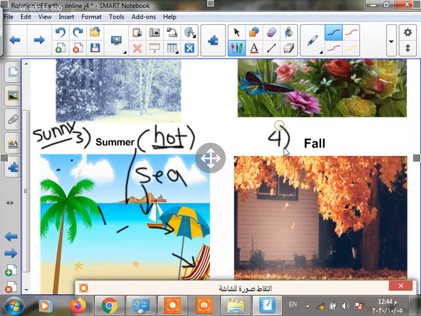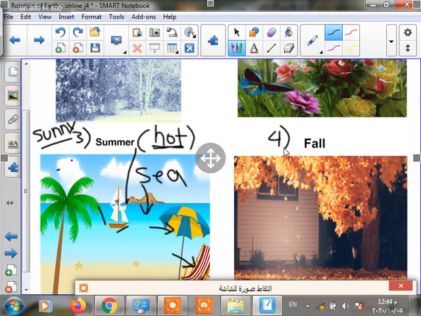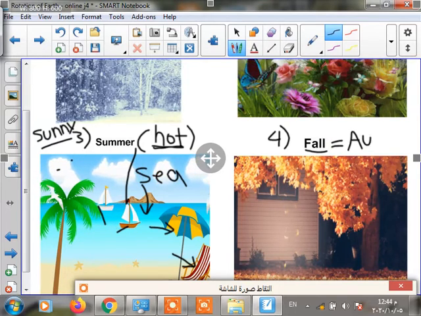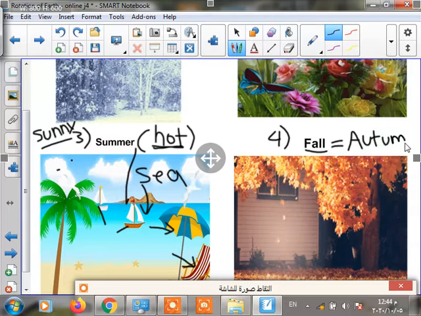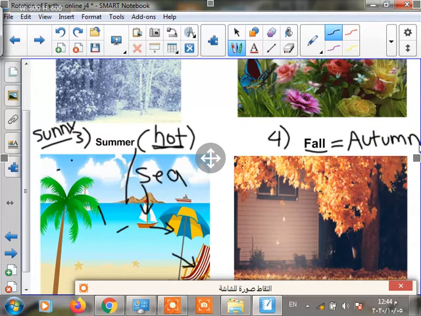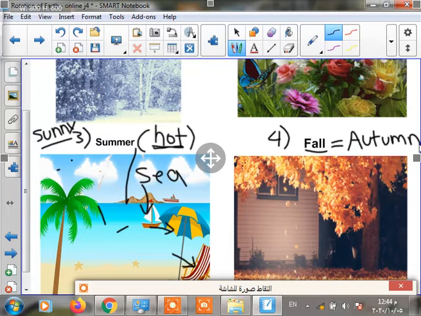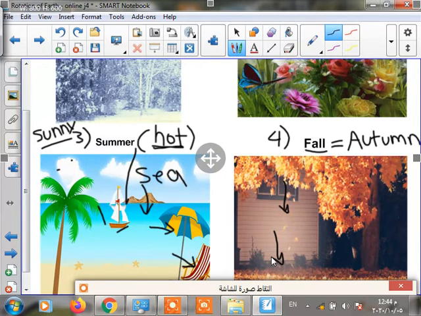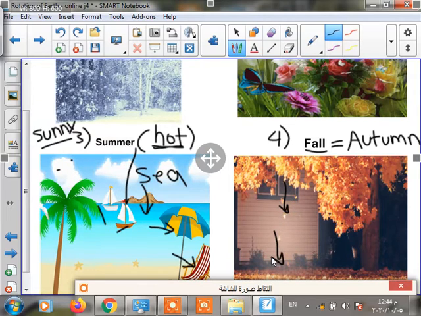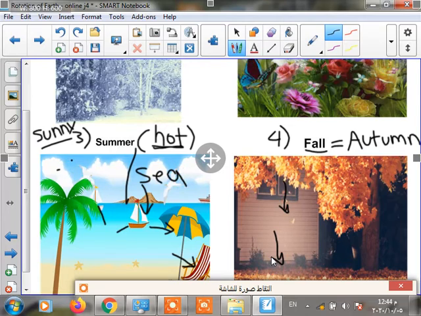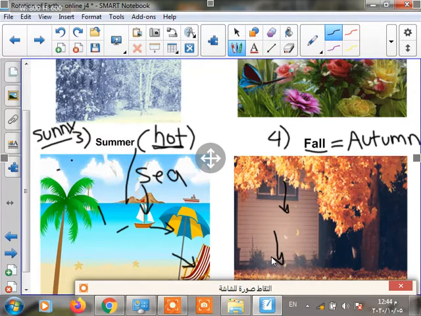The last season will be fall. Fall has another name, autumn. And in autumn, we find that leaves of the trees fall down on the earth. So leaves of trees fall down on the earth during fall, not spring, during fall.